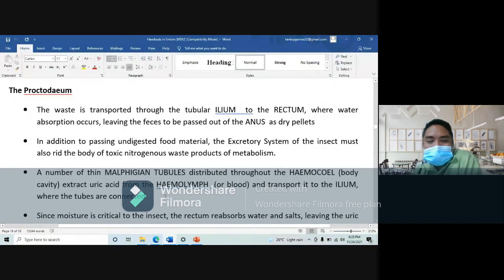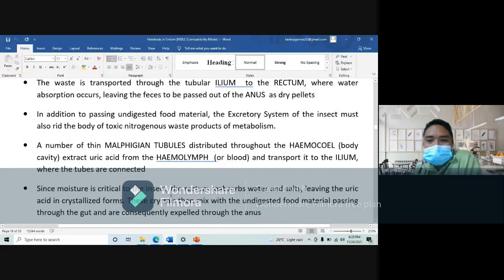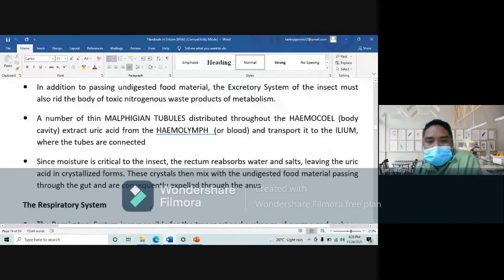A number of thin malpighian tubules distributed throughout the hemocoel or the body cavity extract uric acid from the hemolymph, or what you call as the blood, and transport it into the ileum where the tubes are being connected. Since moisture is critical to the insect, the rectum reabsorbs water and salts, leaving the uric acid in crystallized forms. These crystals then mix with the undigested food material passing through the gut and are consequently expelled through the anus.